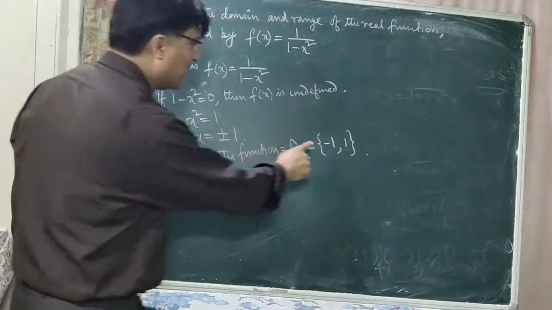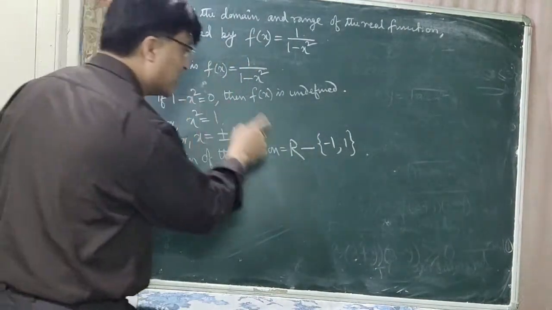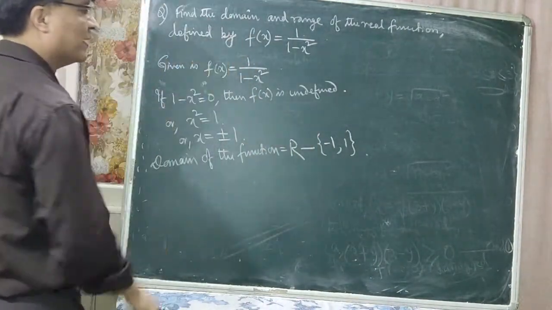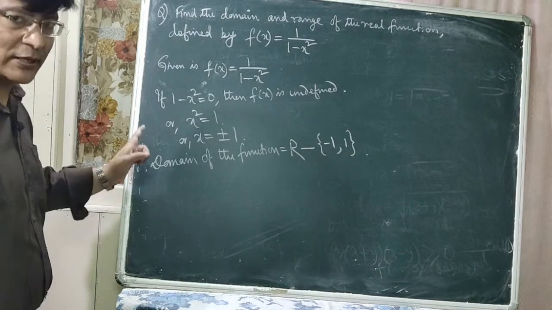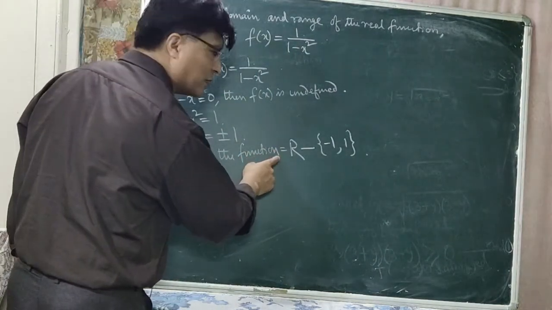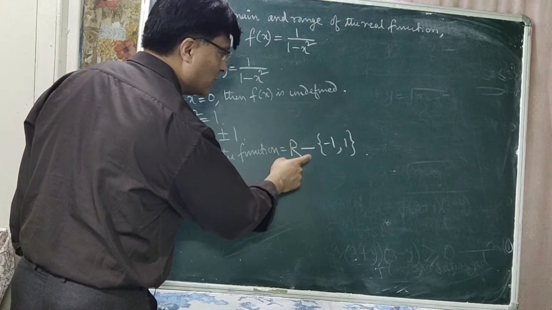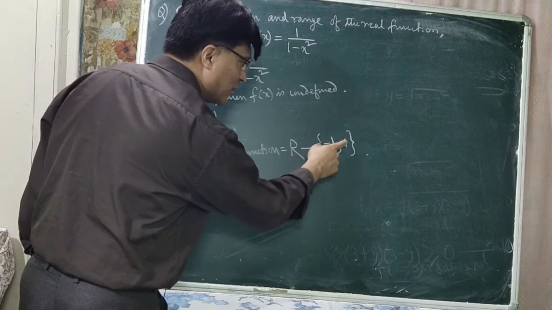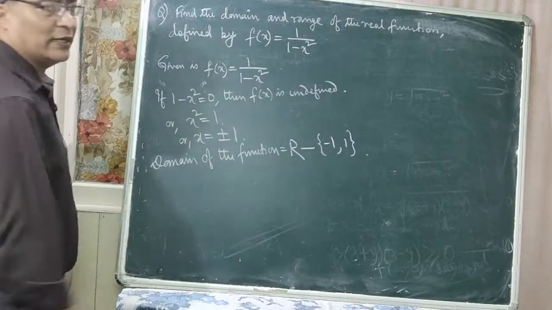The x is equal to minus 1 or 1 should not be in that set of real numbers for f of x to be defined. So I think you have understood it. So what is the answer for the domain of the function? Domain of the function is equal to set of real numbers minus x is equal to minus 1 or x is equal to 1 should not be there.